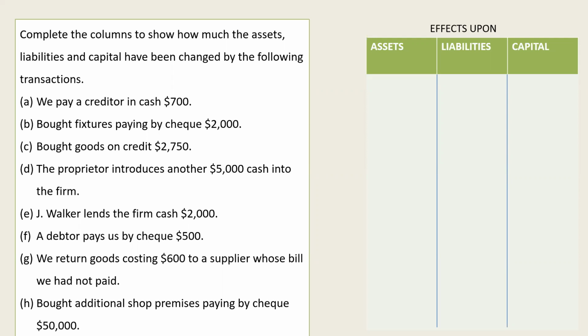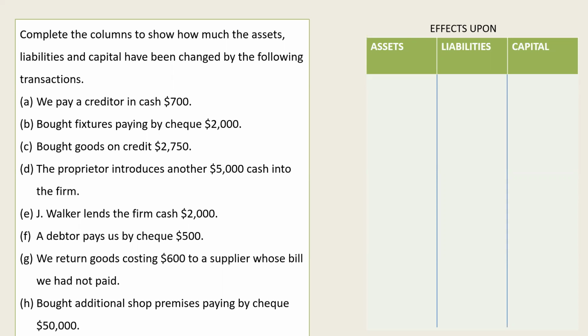For G, we return goods costing $600 to a supplier whose bill we had not paid. All right. So if you are returning goods to the supplier, it means that the goods are leaving the business. You are returning it to the supplier. So your stock is going to be reduced.